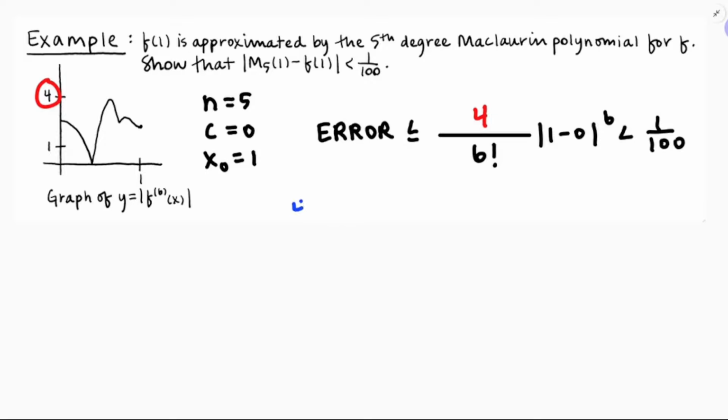Hey, if you're curious, 4 over 6 factorial is going to be 4 over 6 times 5 times 4 times 3 times 2. We'd start canceling some stuff off. 30 times 3 is 90, times 2 is 180. That is definitely less than 1 over 100. So that's how we could convince ourselves.